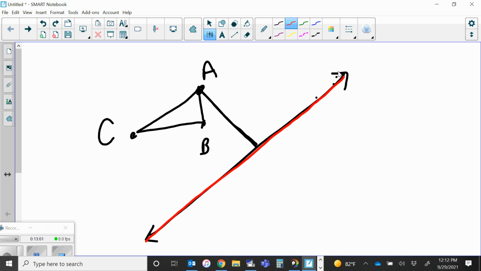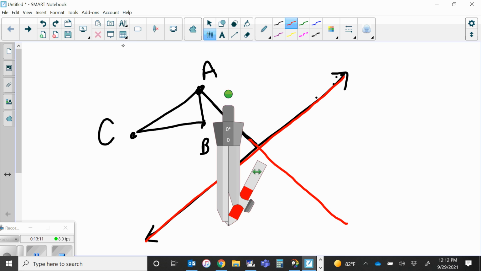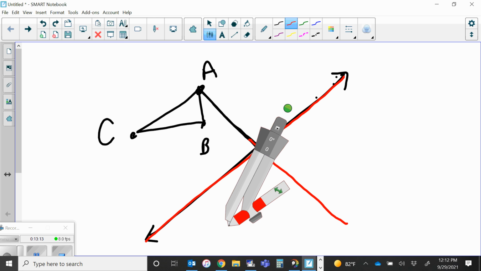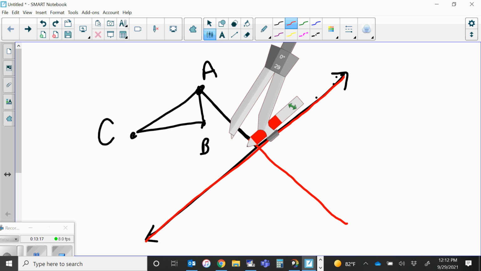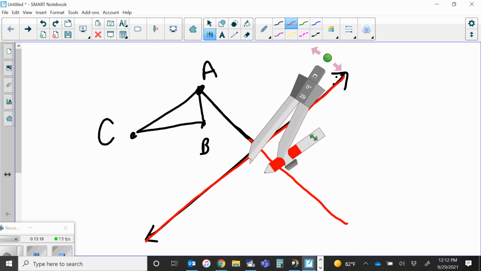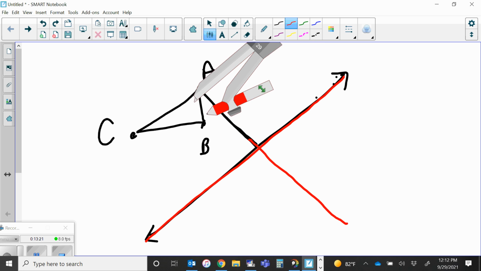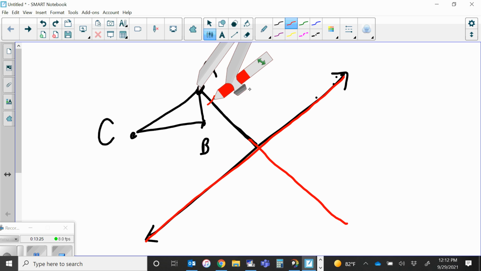Then, do we know how to continue that line? And then I'm going to make it a little bit longer. And what am I going to do with my compass here? Because don't I need to make sure the distance from here to, crap.